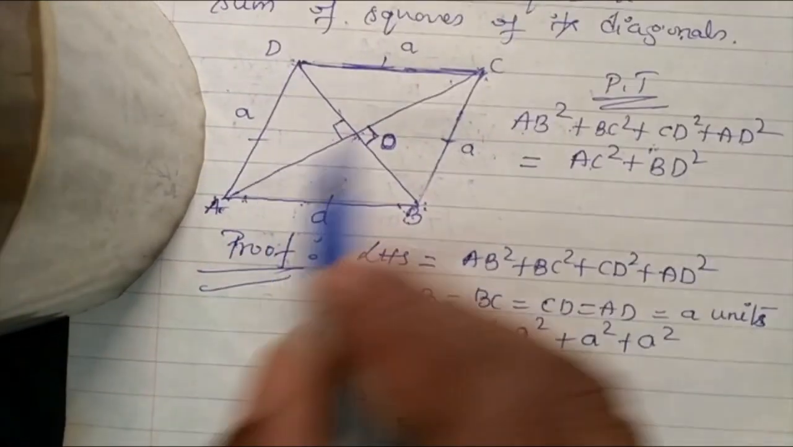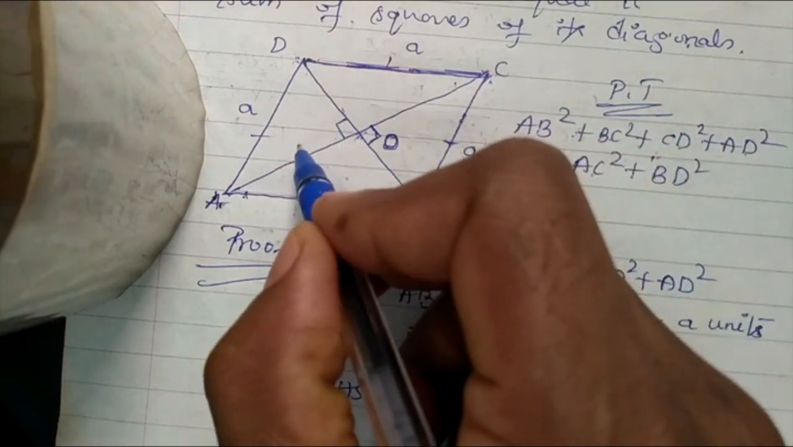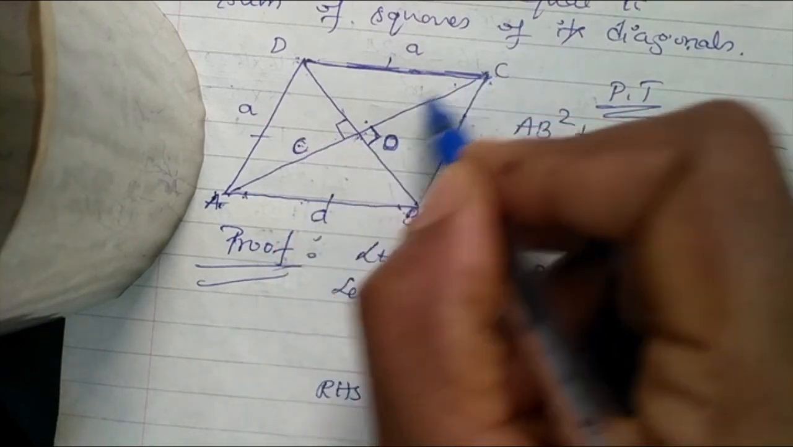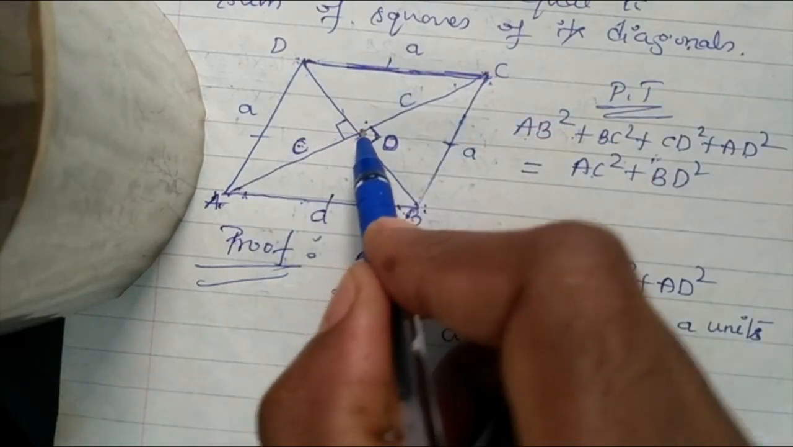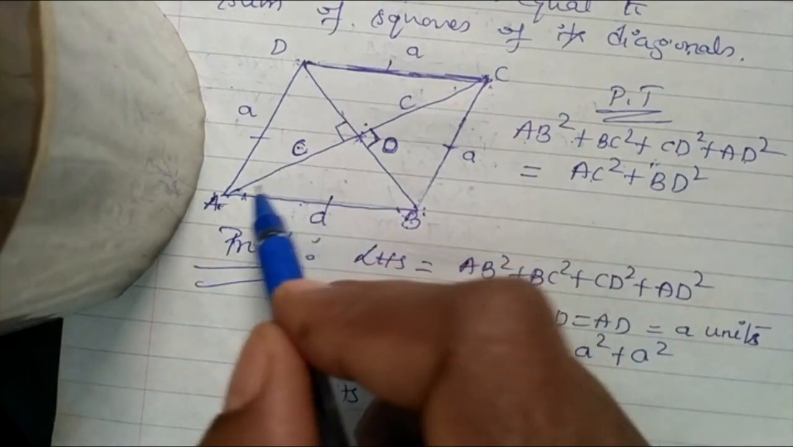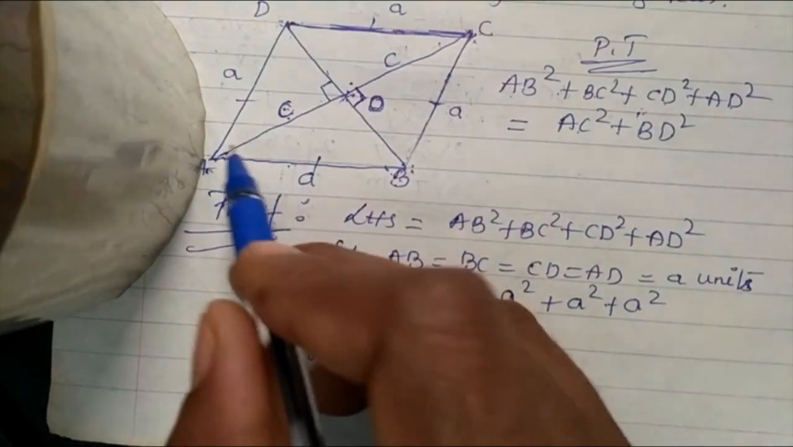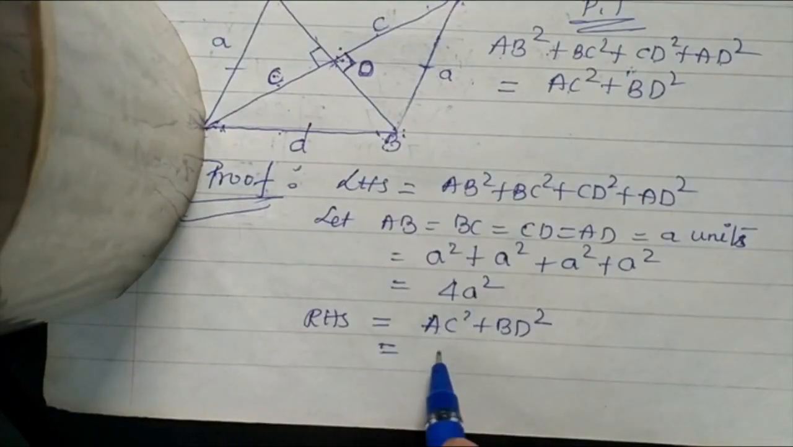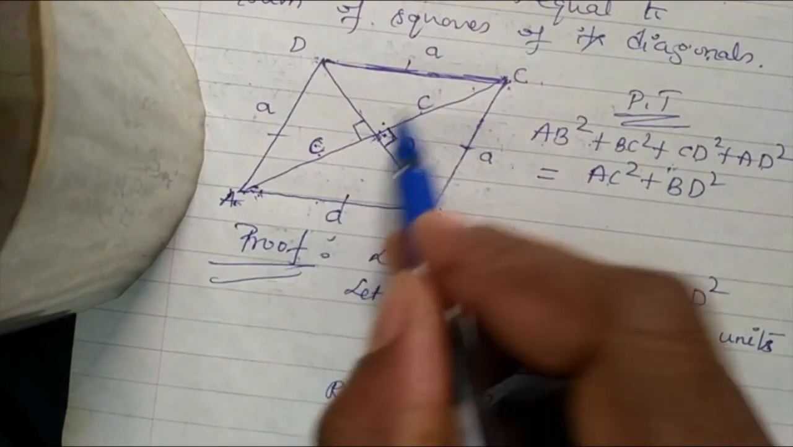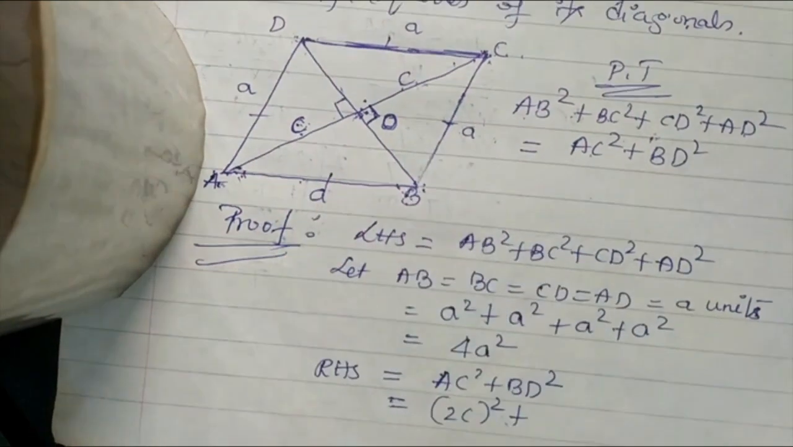AC square. So what is the AC length? We don't know the AC length, right? So here also we assume it. A to O, let it be C units. Then O to C also C units, because diagonals bisect each other in a rhombus. So A to O is C units, O to C also C units. Totally, AC square is, A to C, C plus C, 2C whole square.